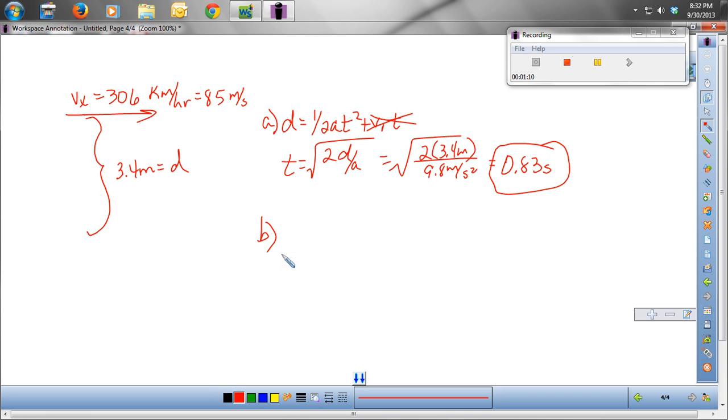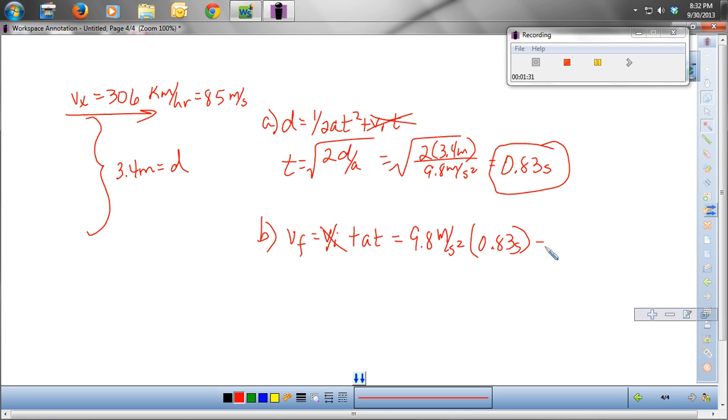Part B said, what is the final vertical velocity of the bullet when it hits the ground? So Vf equals Vi plus At. It had no initial vertical velocity, so A is 9.8 meters per second squared. Numbers with every number having a unit. Multiply those two together, and I found out that it had a Vf of 8.13 meters per second.